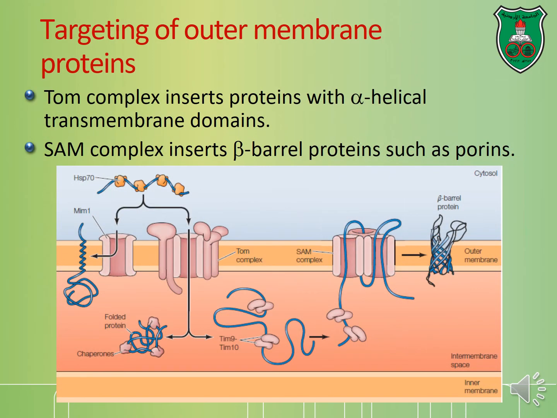Now, the proteins that are supposed to be located in the outer membrane are recognized by another complex known as the TOM complex. Many of these proteins have alpha helical transmembrane domains. Now, notice something: there is another complex known as the SAM complex, and this complex recognizes membrane proteins that have transmembrane domains made of beta sheets rather than alpha helices.